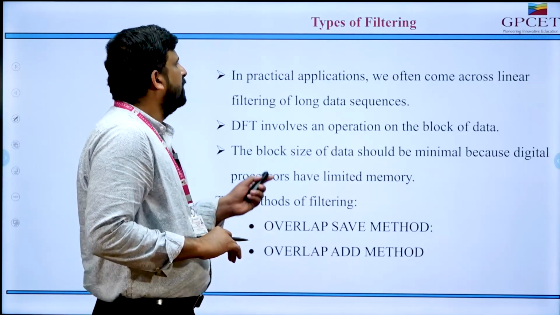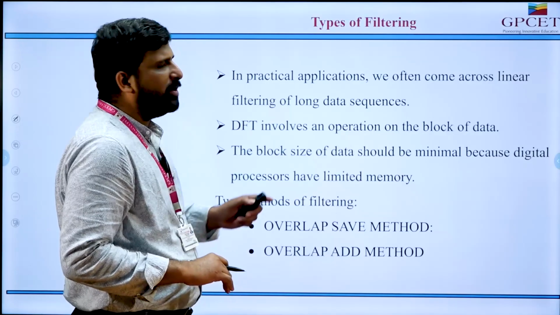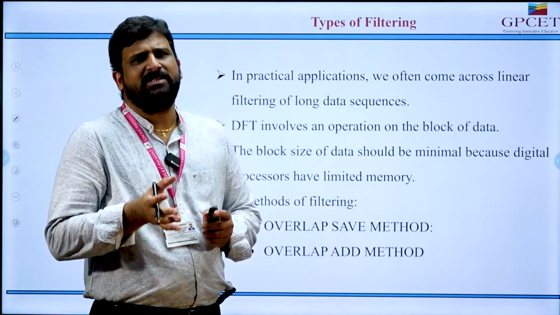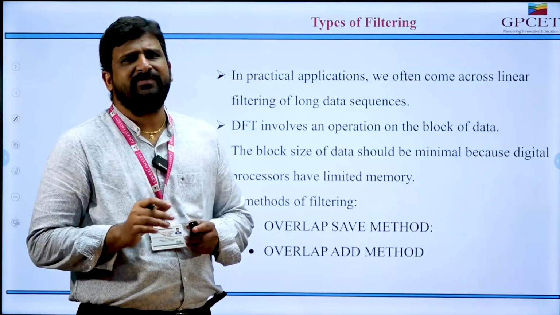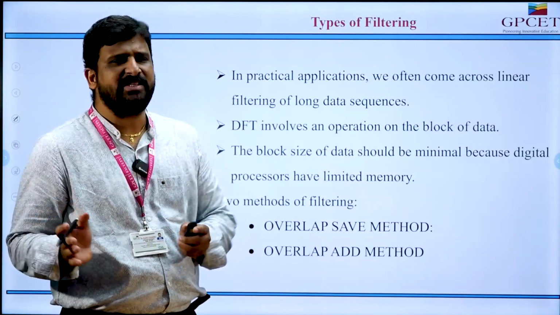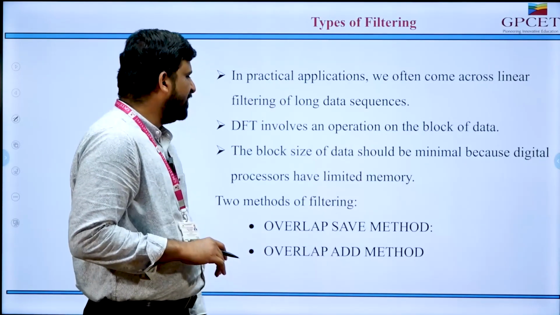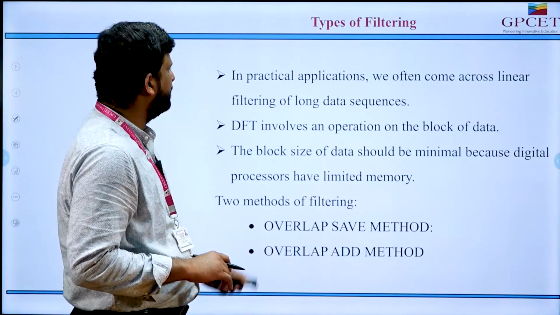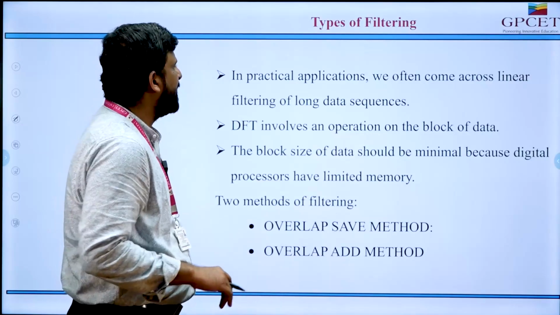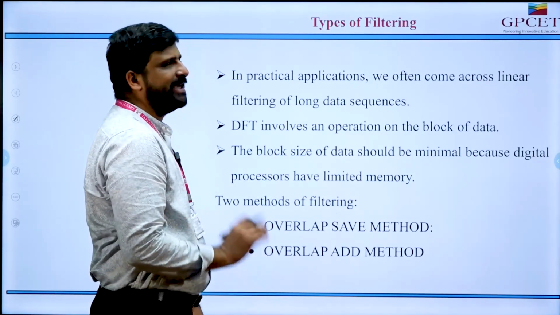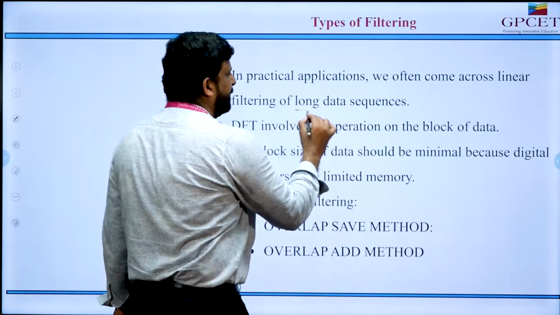Now coming here, up to now we have seen sequences which are very small in length, that is 3, 4, 5. So what happens if the length of the sequence is more? For that, some different types of filtering methods have been invented. Why? Because in practical applications we often come across linear filtering of long data sequences. This is the term you need to keep in mind.